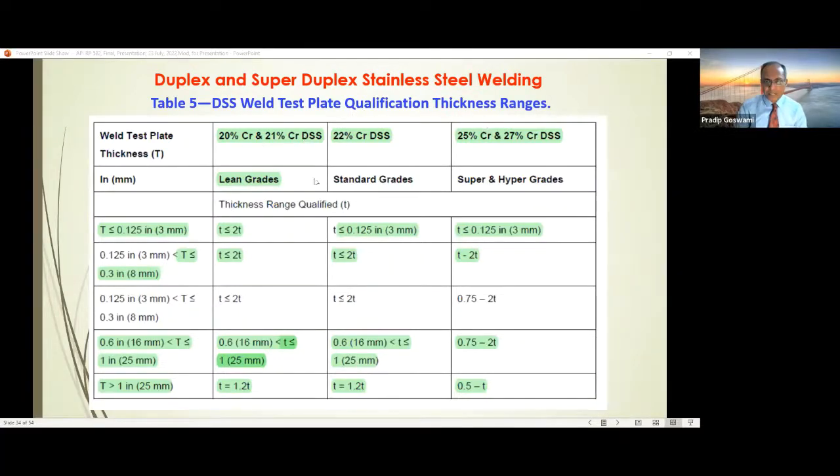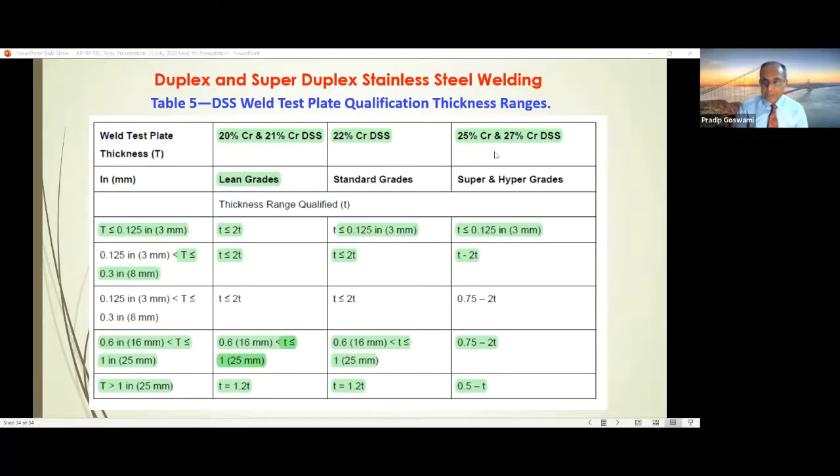Now, going by this recommendation of this RP, these are the typical guidelines for our procedure qualification ranges. As you can see here, if the thickness of the coupon is greater than 1 inch or 25 millimeter, for lean grades the maximum allowable qualified thickness is 1.2T. That is, if you take a 25 millimeter coupon, the maximum thickness qualified is 1.2T, that is 30 millimeter. For standard duplex, it is 1.2.